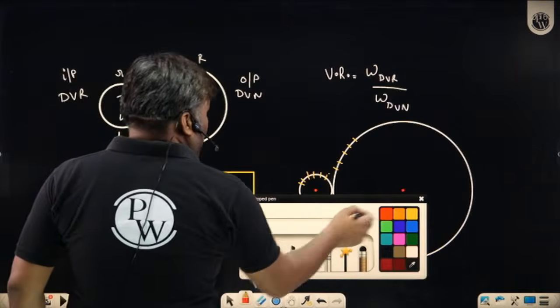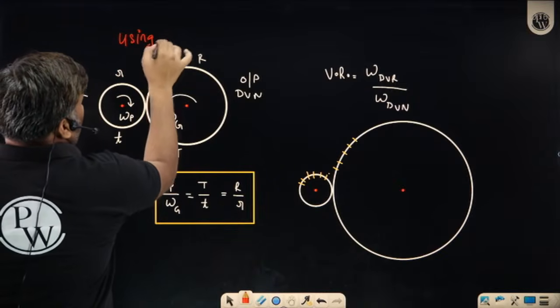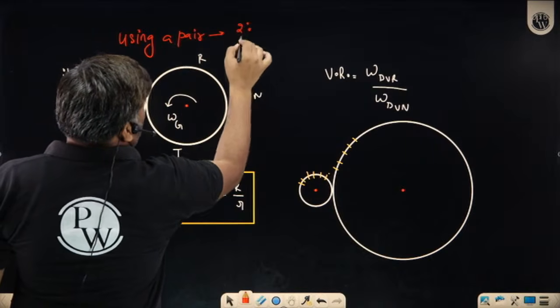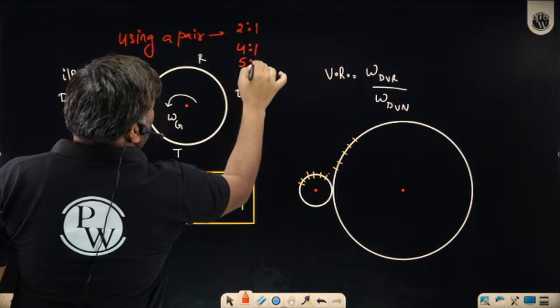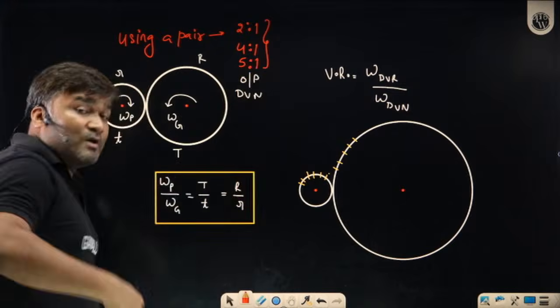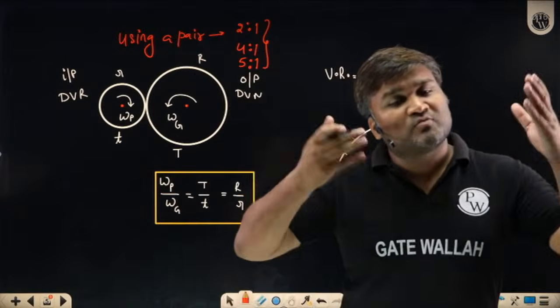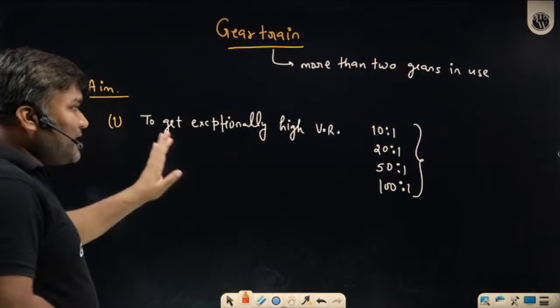Using simply a pair, how much can I get? Only of the order of 2:1 up to 4:1, 5:1. These kinds of things I can get very easily. But beyond this, it becomes higher velocity ratios. 10:1 I am calling exceptionally high velocity ratios. Sometimes we have this requirement.